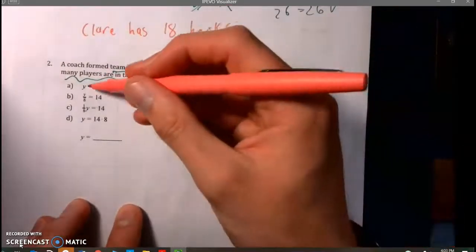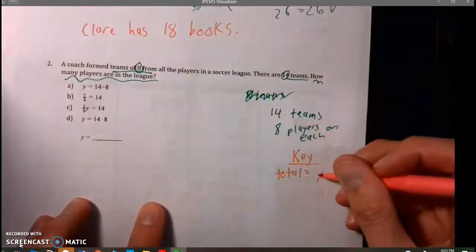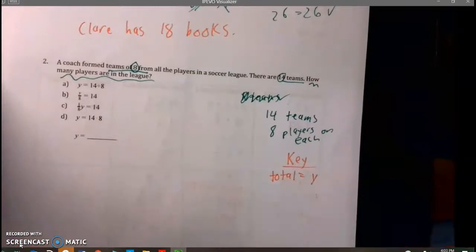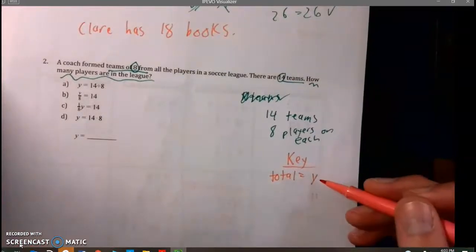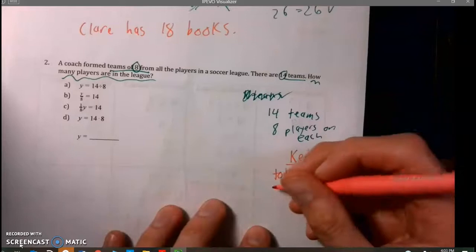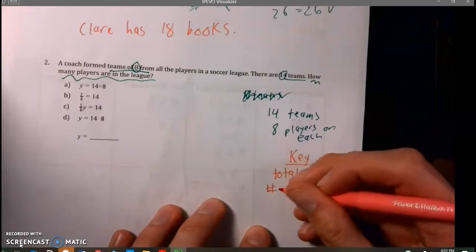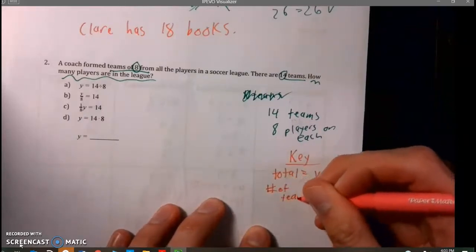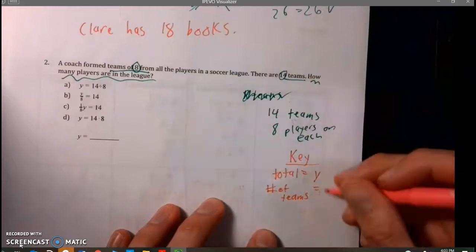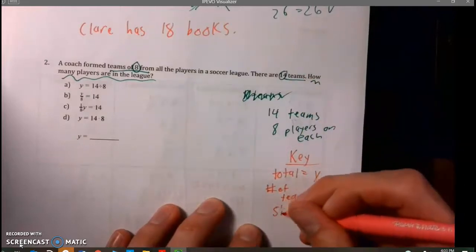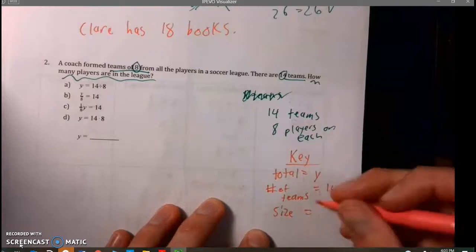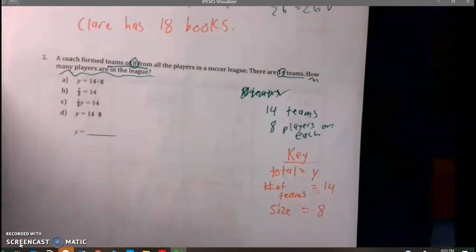And since we don't know what it is, it'll be represented by a variable, in this case, y. So how many players are in the league? I don't know. Y. Okay? And then we've got our number of groups. In this case, it'll be our number of teams, which is 14. And then the size of each group, or the size of each team, 8 players on each.